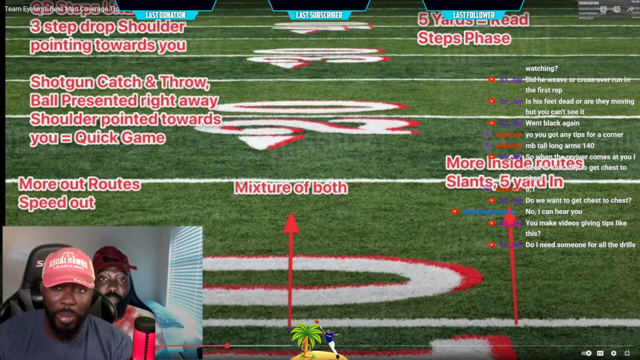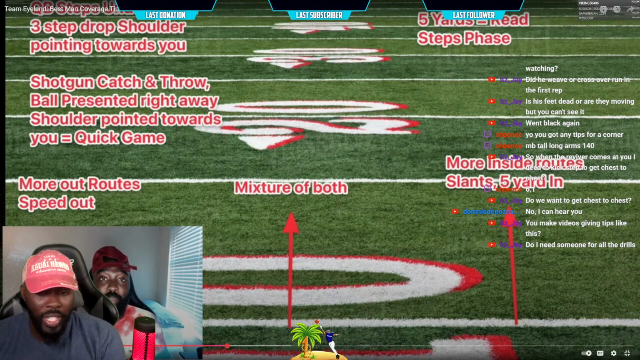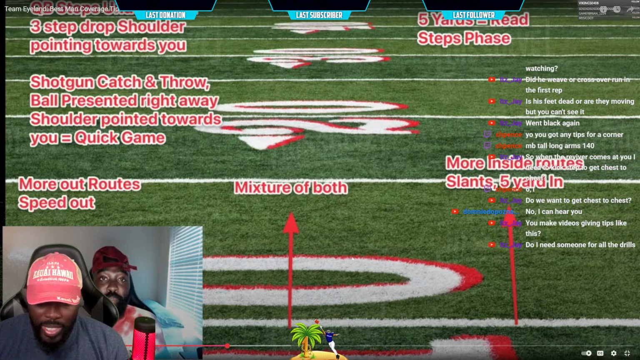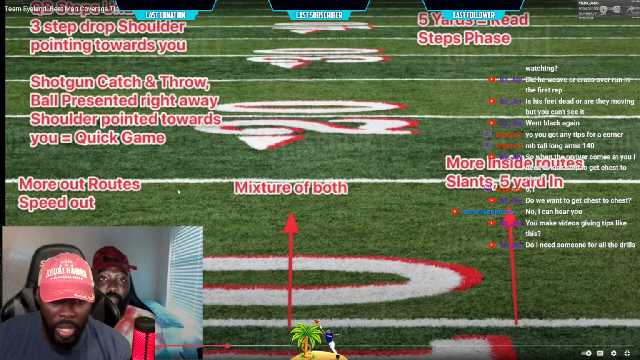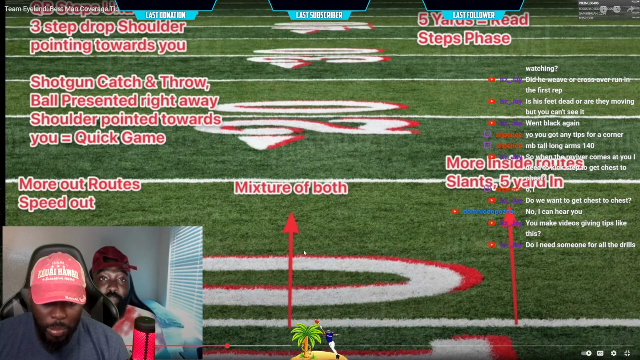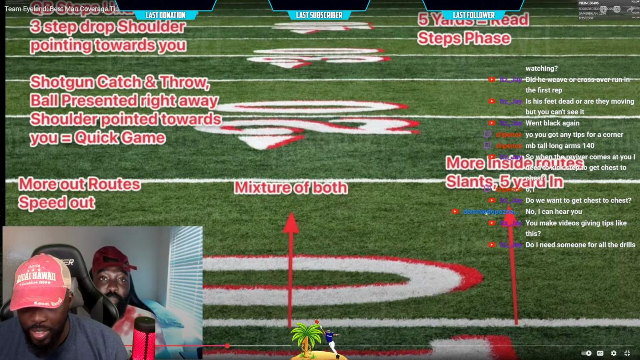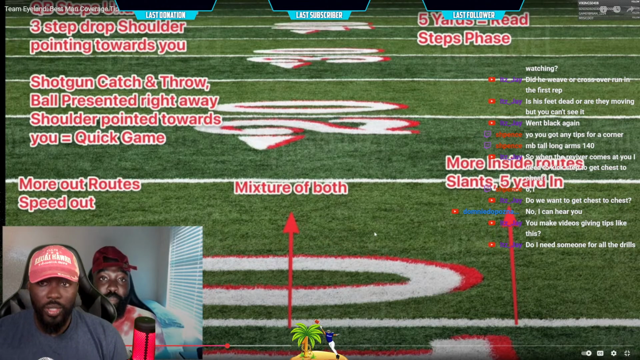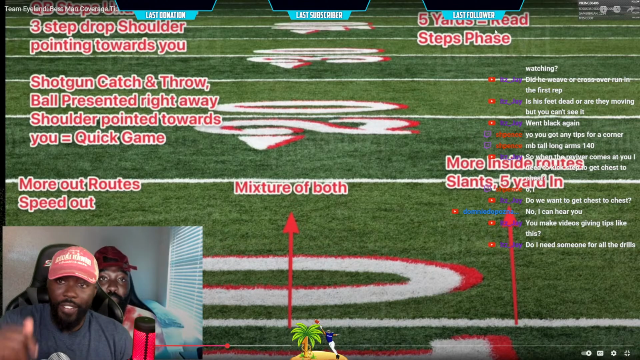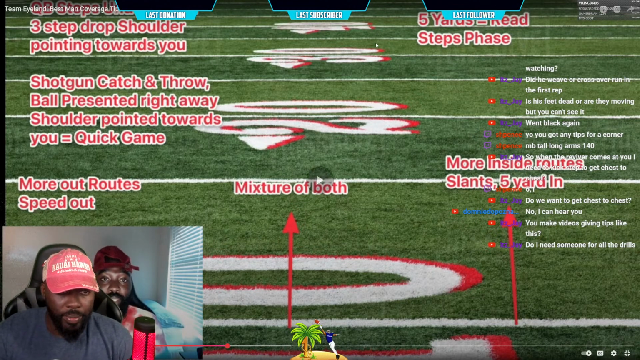Now if you're playing off man, you read the QB step. He gives you a 3-step drop, shoulders pointed at you, and you immediately know it's quick game based on his alignment pre-snap. If he's at the bottom of the numbers, he's probably going to run a slant or a 5-yard in. Top of the numbers, it's probably going to be a speed out. Splitting the numbers is a mixture of both: he can run that hitch, that slant, or that quick out. So 5 yards is the re-step phase in off man.